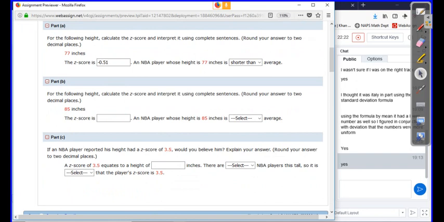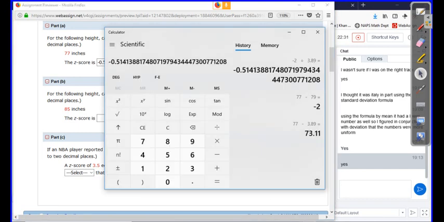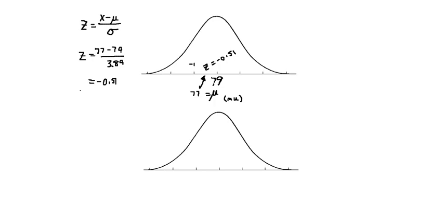So let's do the same thing again. This time we're going to try it with a height of 85 inches and see what happens. Let me go back to my drawing. First of all, 85 inches is a height somewhere above the mean, a little bit more to the right than 77. So 85 inches is way over here. To get its z-score, we take 85 and subtract 79, which is the mean, and divide that by our standard deviation of 3.89.